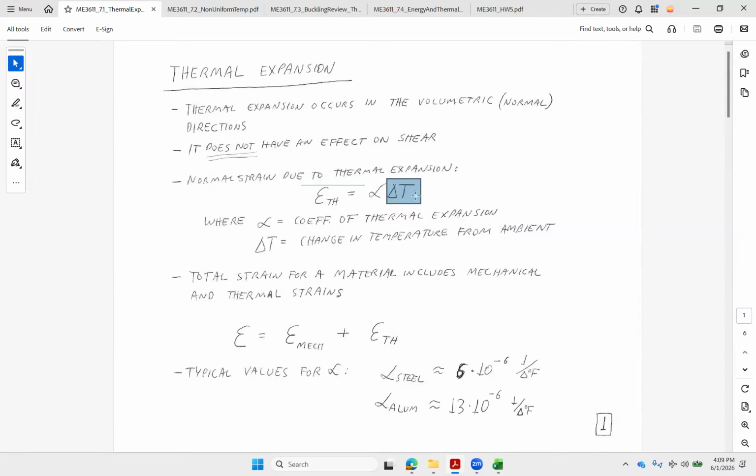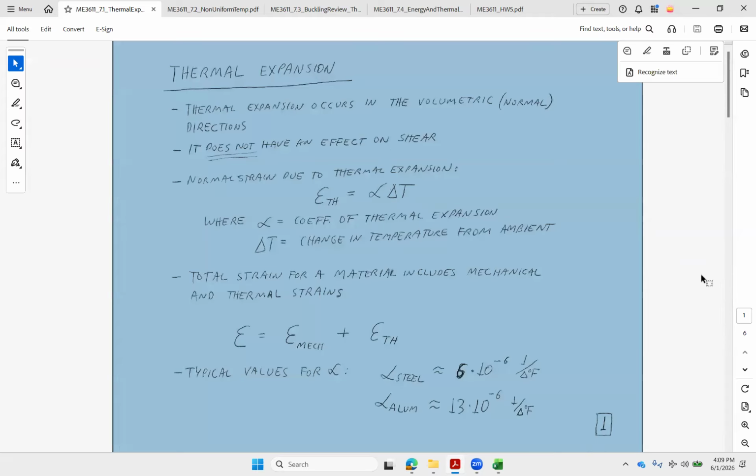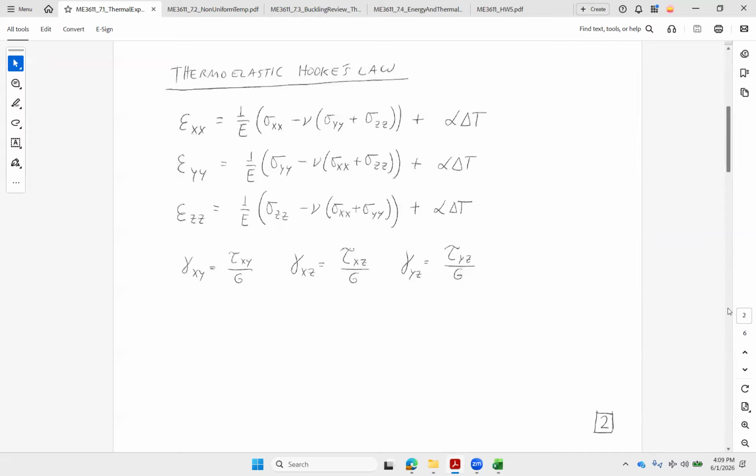So the strain numbers still seem fairly low, but they can add up to very big stresses if we don't allow these expansions to happen. We'll take a look at an example of what happens. So here's our basic Hooke's law. Remember what we covered in chapter 2, slide sets.